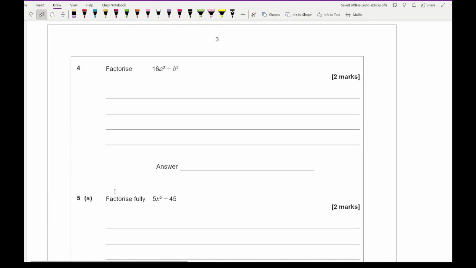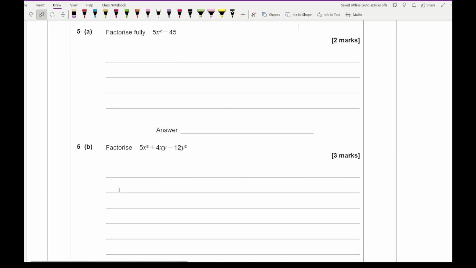Moving on to question 4, it says factorise 16a squared minus b squared. Again, this is another DOTS question. So setting up my brackets, what do you have to square to get 16a squared? Well, that's going to be 4a. What do you have to square to get b squared? Well, that's going to be b. One's a plus and one's a minus.